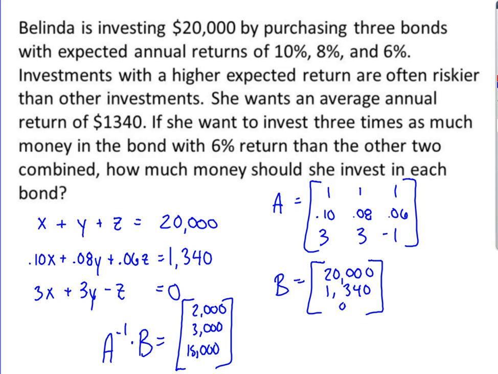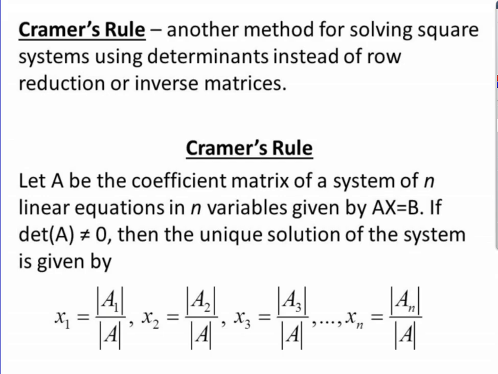Now instead of using inverses, we can use Cramer's rule. This is just another method to solve. To do Cramer's rule, we are going to first check to make sure our determinant does not equal 0. And then for each variable, x sub 1 is equal to the determinant of A sub 1 over the determinant of A. X sub 2 is the determinant of A sub 2 over the determinant of A, for as many variables as we need.